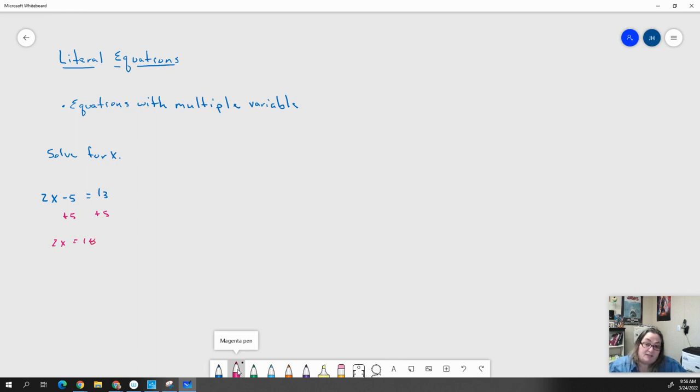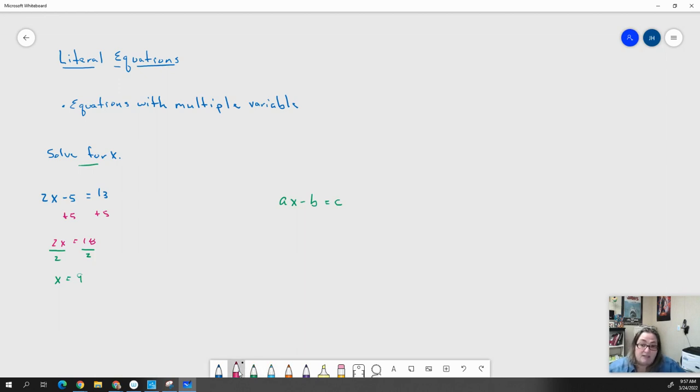And then I've still got this 2 multiplied times x. So I'm going to do the opposite of multiply, which is divide by 2. And I'm going to get x equals 9. And that's the kind of stuff we've been working on. But what if I asked you to solve ax minus b equals c for x? We still want to solve for x, which means I want that x to be all by itself.